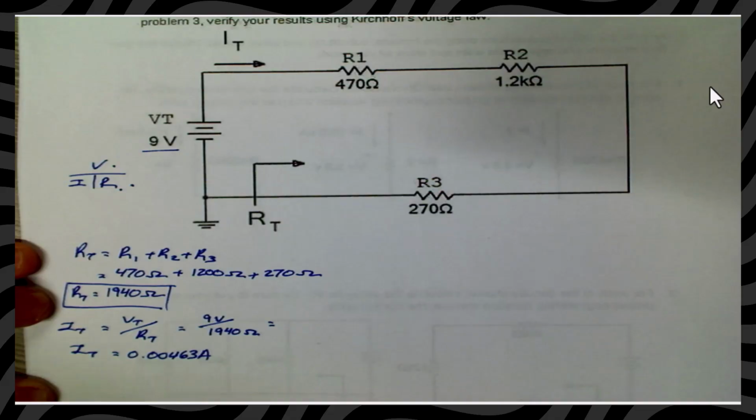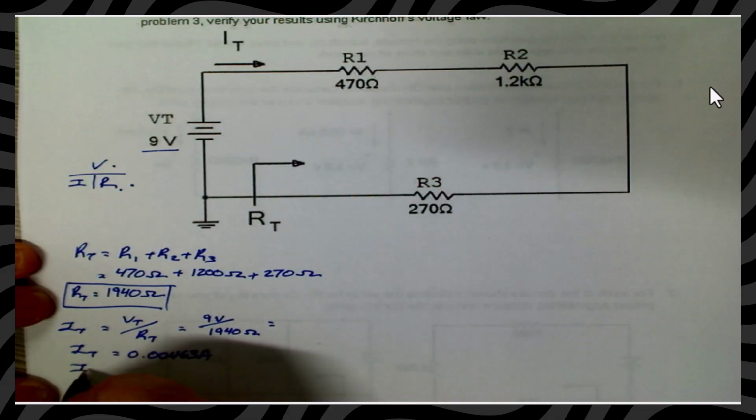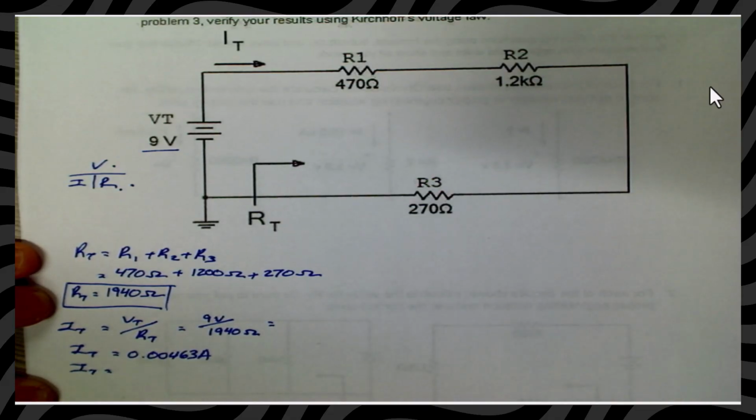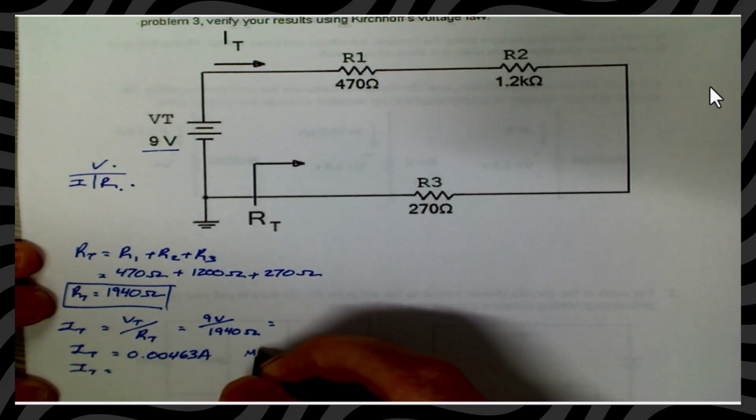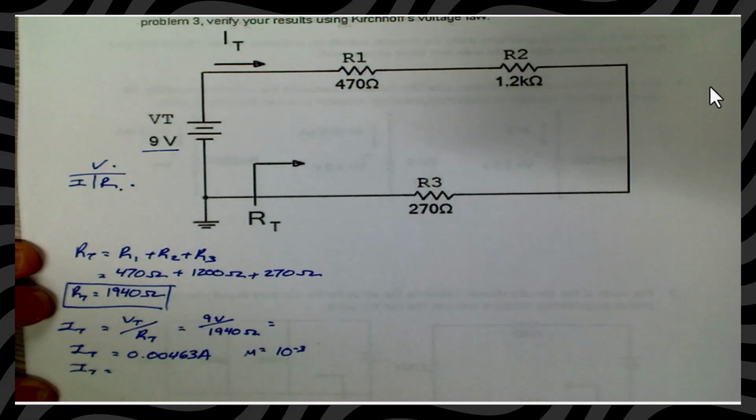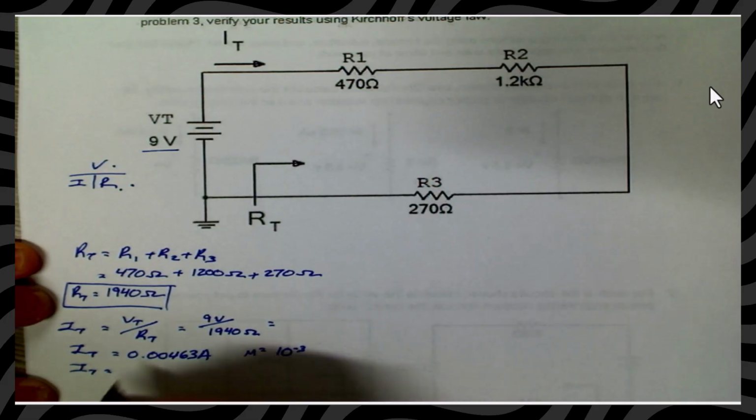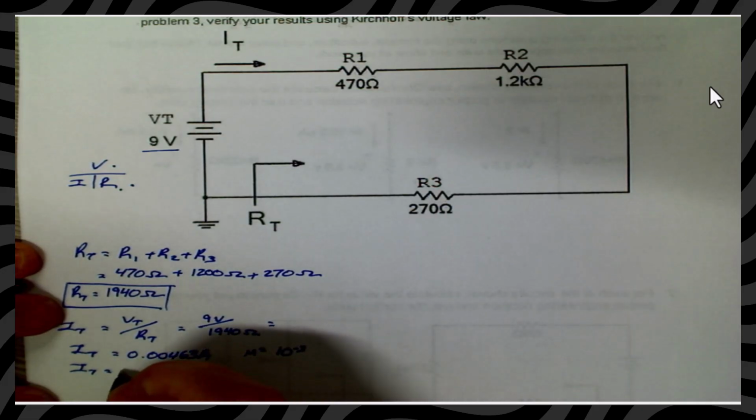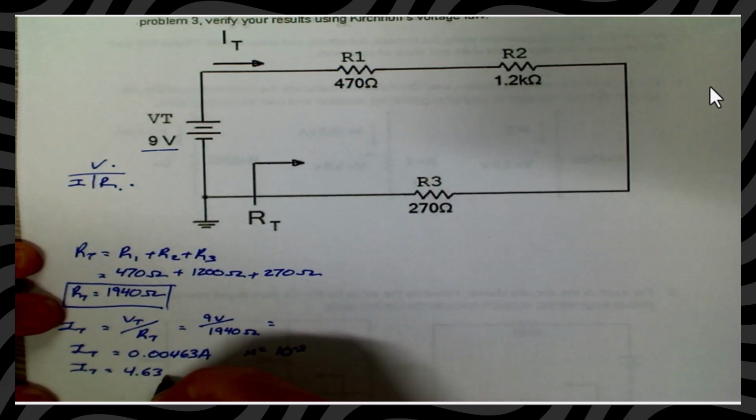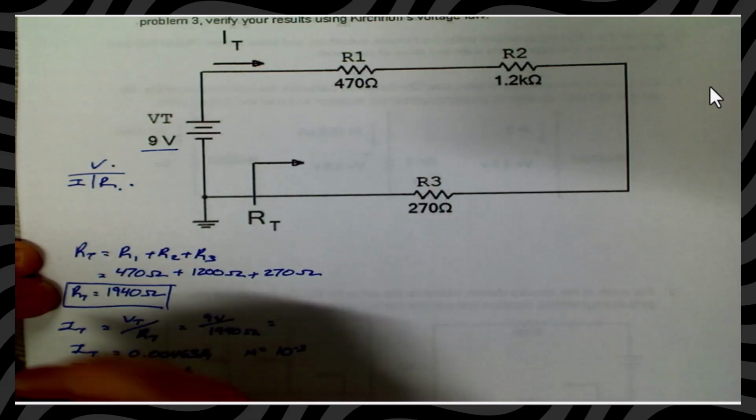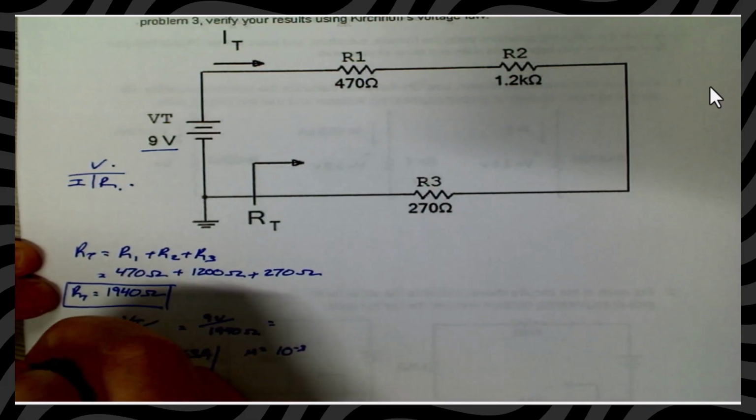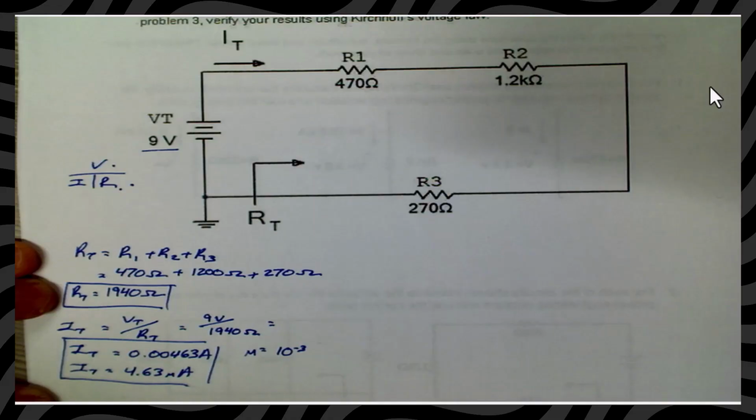But just for the time being, let's convert this to milliamps. Reminder that milli is equal to 10 to the negative third. So we need to move our decimal place over 3 times. Then we get 4.63-ish milliamps, and that's going to be our total current.